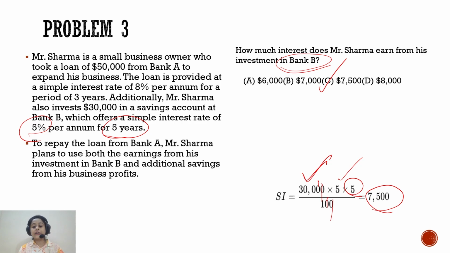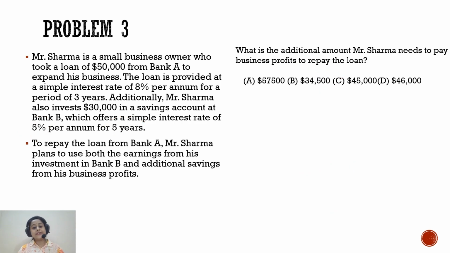Next, we will move to the next question: what is the additional amount Mr. Sharma needs to pay from business profits to repay the loan, right? So this part of the question I have not read. This part says to repay the loan, because Mr. Sharma has taken a loan from bank A, so he has to repay. So to repay the loan, Mr. Sharma has done two things. Mr.